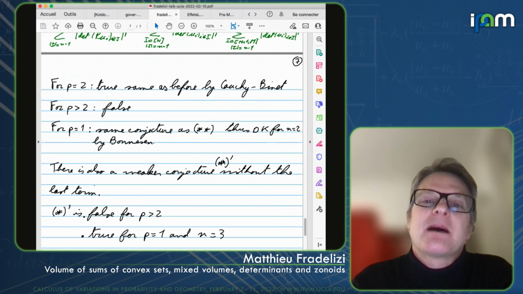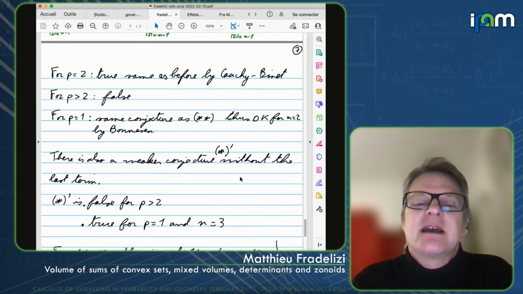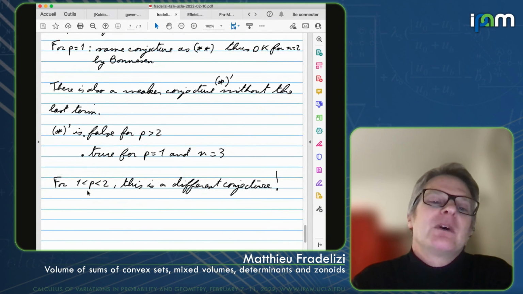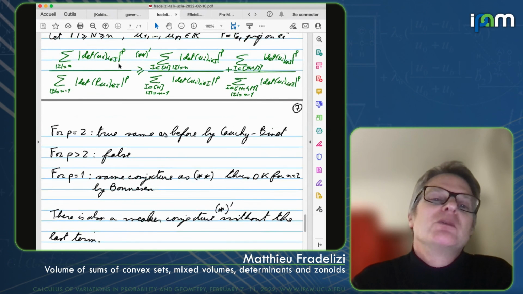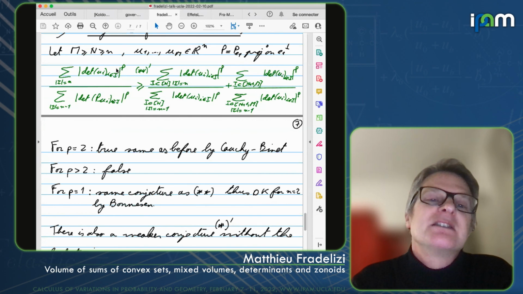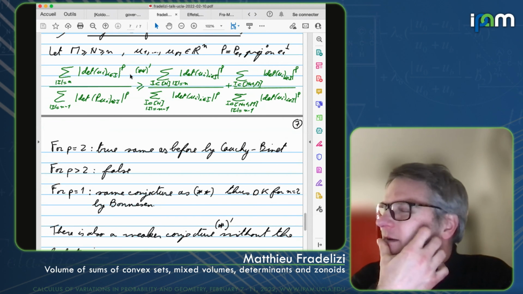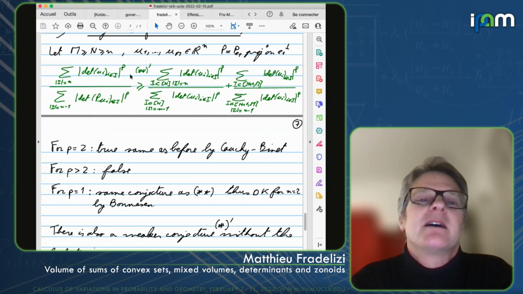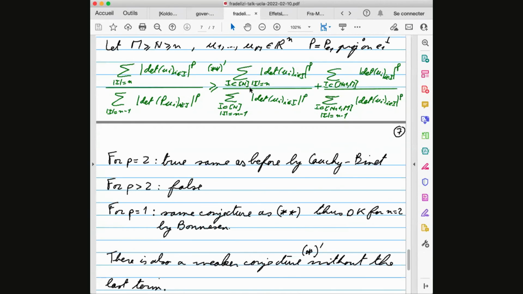I said, so star prime, which is an inequality without the second term, is false for p larger than 2, and is true for p equals 1 in dimension 3. And for p strictly between 1 and 2, this is a different conjecture. It's known that the volume of the p-sum of segments is not the sum of the determinants. For example, it was studied in a paper by Gordon and Junge, Marius Junge, the relationship between the volume of the p-sums and the sum of determinants. And they proved the optimal constant for this inequality.